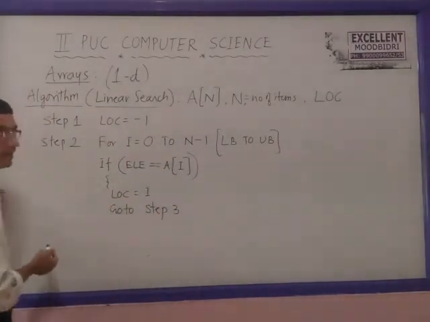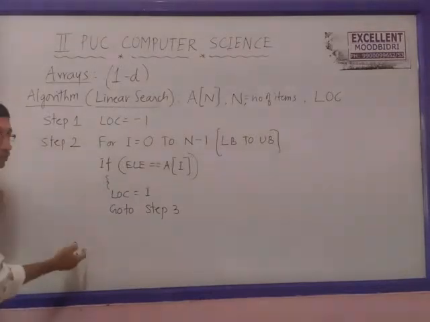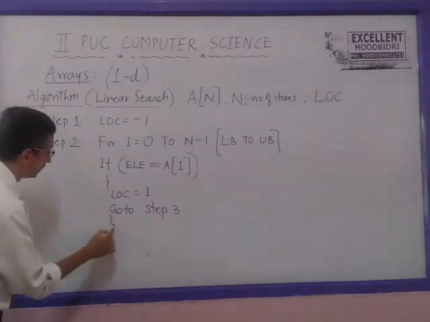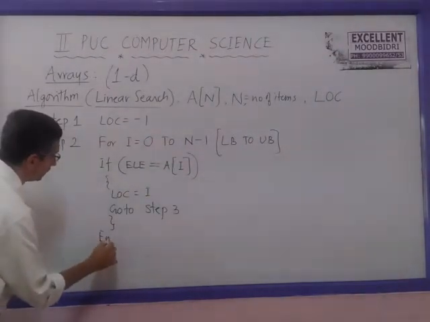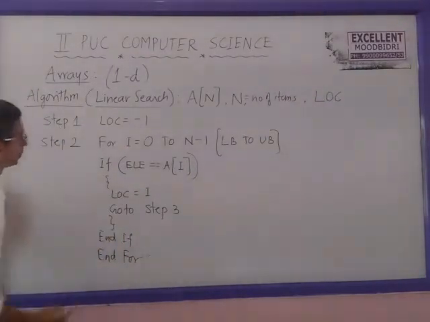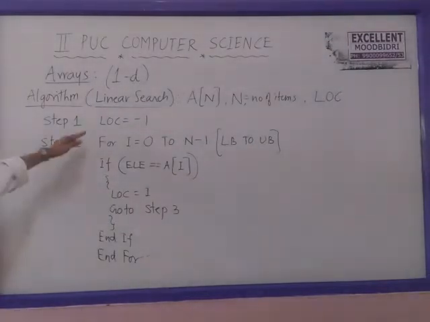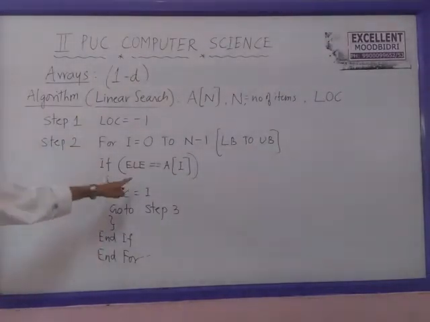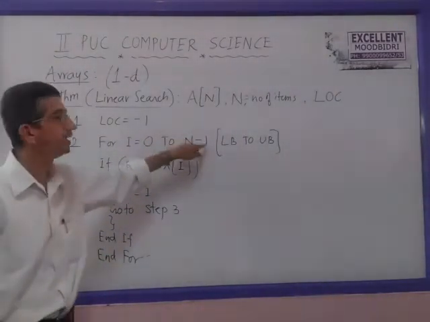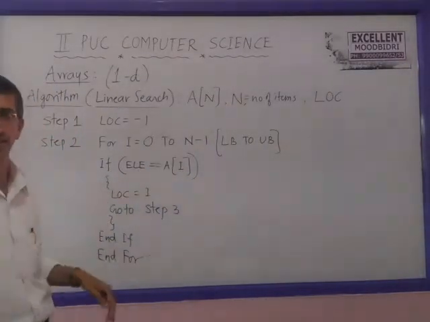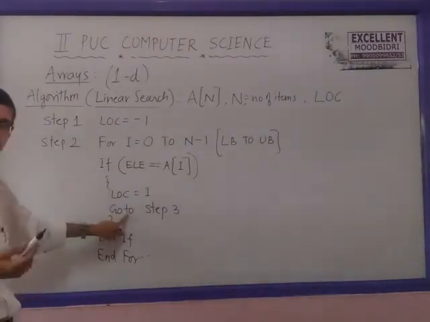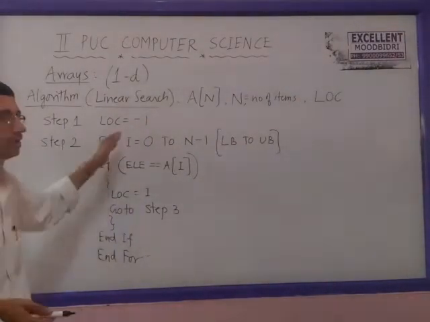If element is equal to A of I, then you must execute these two statements: location becomes I and go to step 3. That is the end of this, so end of if and end for. So that is step 2. The search is done here. In case it is not found, if element is not equal to A of I, what happens is the for loop index will be incremented, goes to the next index value and compares. If found, okay, we want the value of I. If not, goes to the next step.